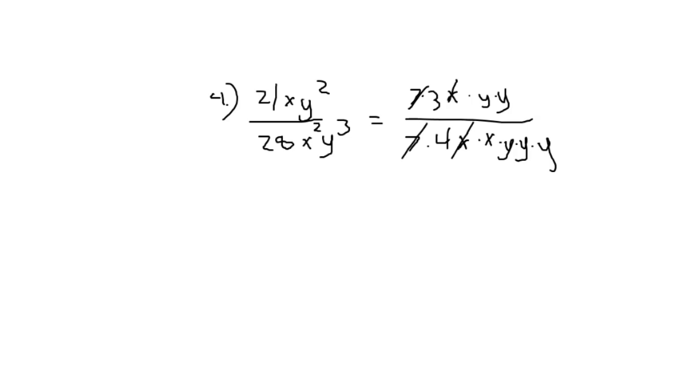What we can do here is just cancel all the same values that we find. And then we got 3 over 4x. And that's it.